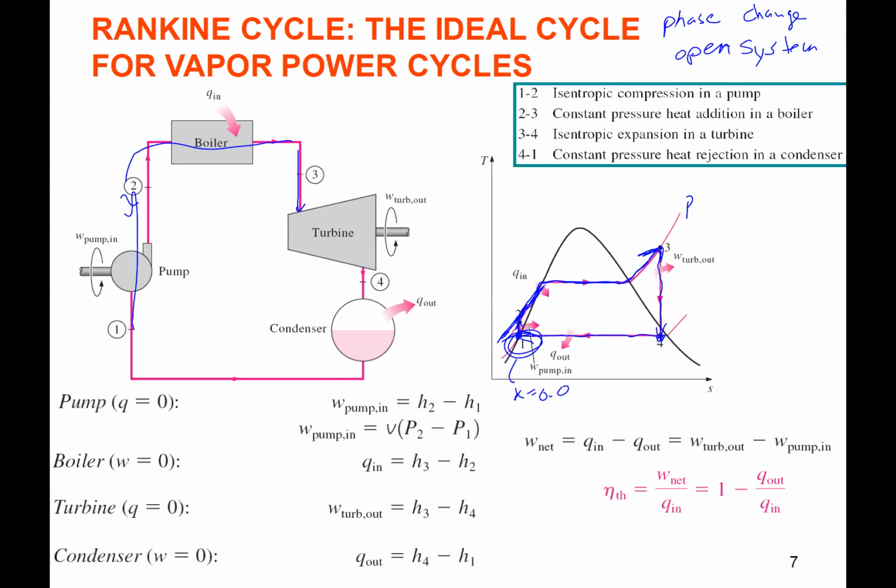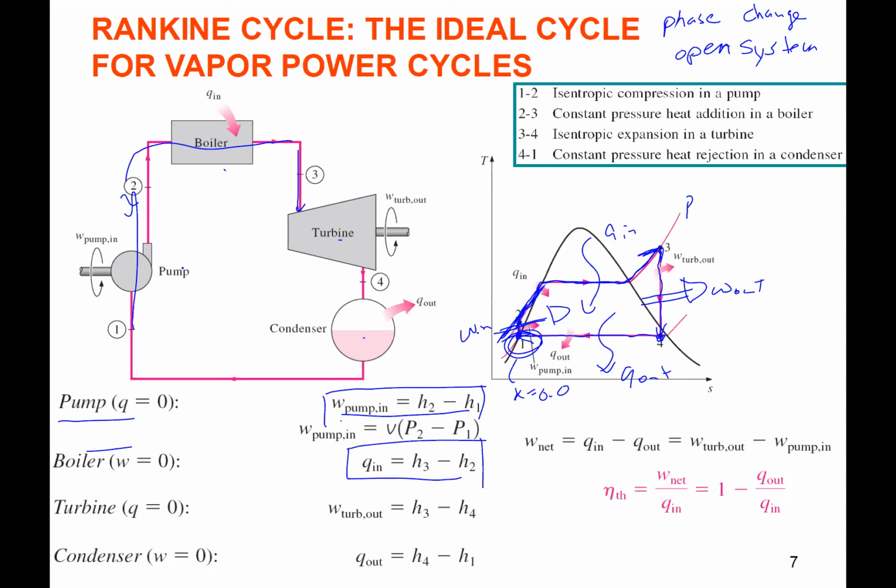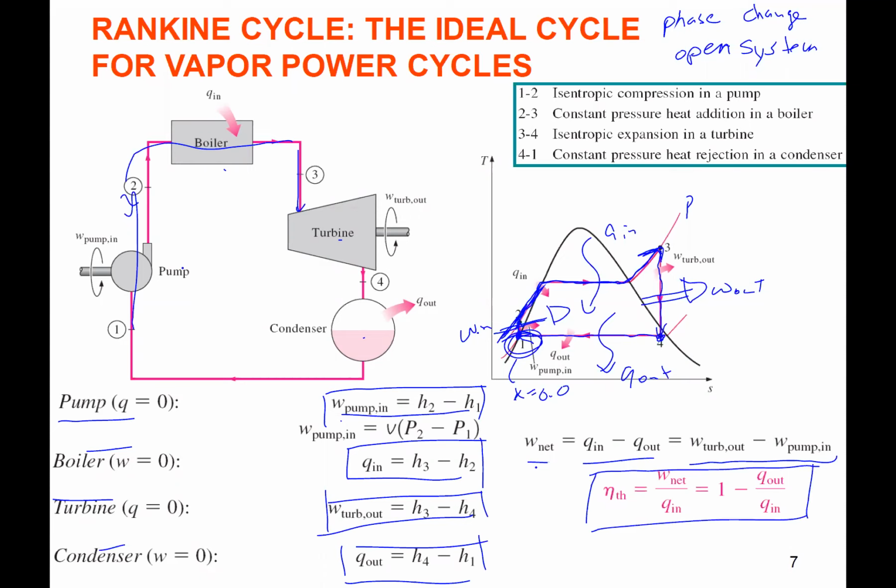So we have work in, we got work out. We have our heat in here, heat out. It's still open system, one inlet, one outlet. When we do the conservation of energy, we get just heat or work for each of the devices, right? So for the pump, it's just change in enthalpy. Boiler, no work. Heat's just change in enthalpy. Turbine, change in enthalpy. Condenser, change in enthalpy, right? So work net is either Q in minus Q out or turbine work minus pump work, right? Still the same thermal efficiency equation because it's a heat engine. It's a power cycle.